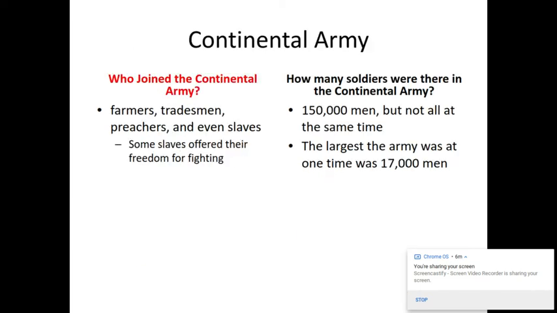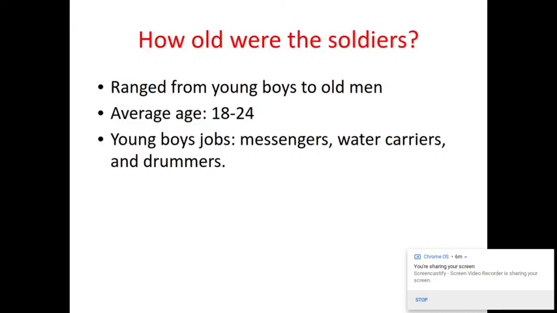Who joined the Continental Army? Farmers and tradesmen and preachers and even slaves. How many soldiers were there in the Continental Army? About 150,000, but it was never the same amount. The largest at any one time was 17,000. Recruitment was a big issue. Soldiers ranged from young boys to old men, averaging 18 to 24, with many different kinds of jobs.